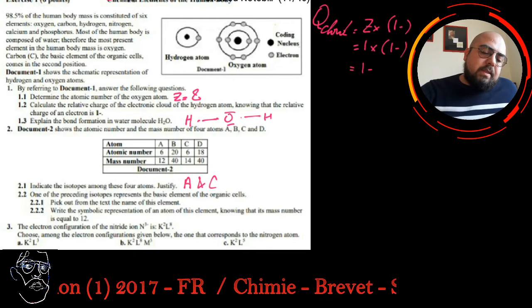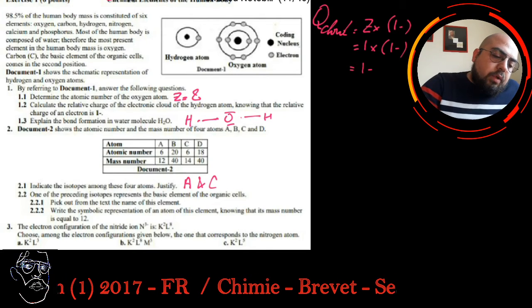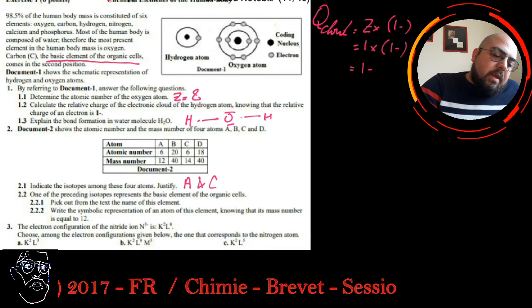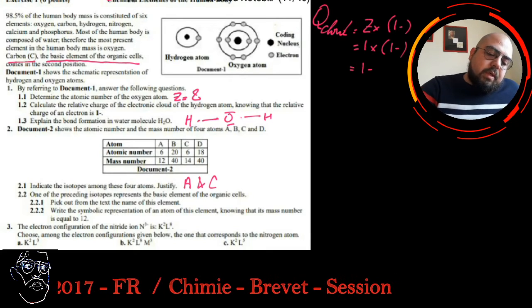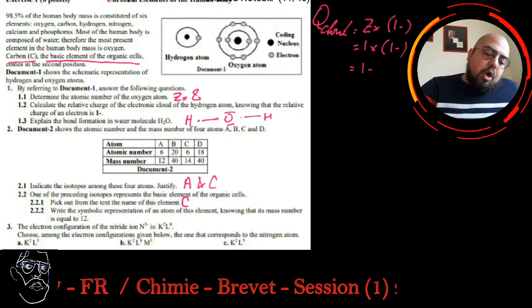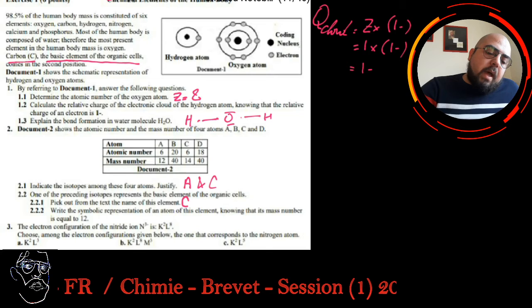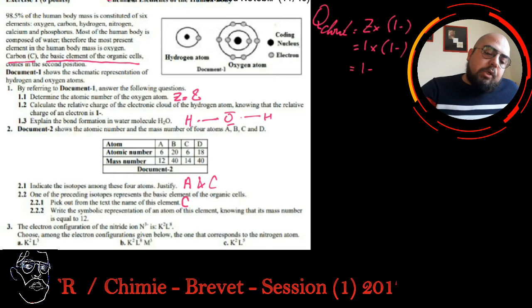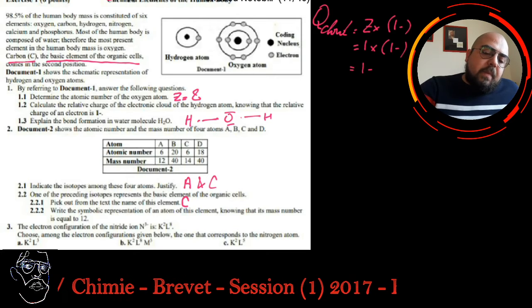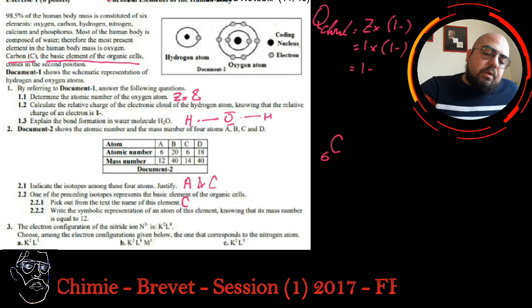One of the preceding isotopes represents the basic element of the organic cell. Pick out from the text the name of this element. So you need to find out that the basic element of the organic cells is carbon. That's why you need to say that this element is actually carbon. Write a symbolic representation of an atom of this element, knowing that its mass number is equal to 12. So it will be C, 6 and 12.